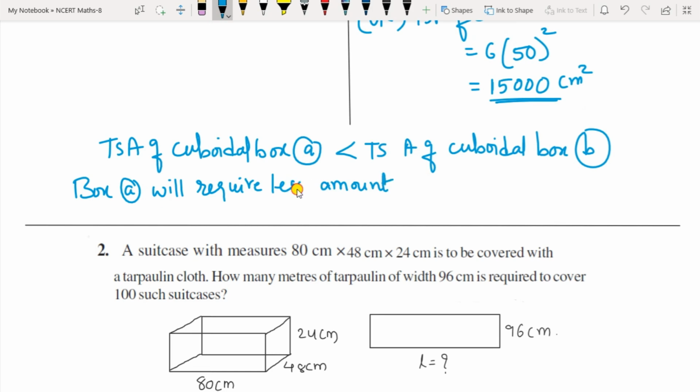They are asking about less amount of material. Which box will require less amount of material? So that box A will require less amount of material to make. So this way you have to solve the question.